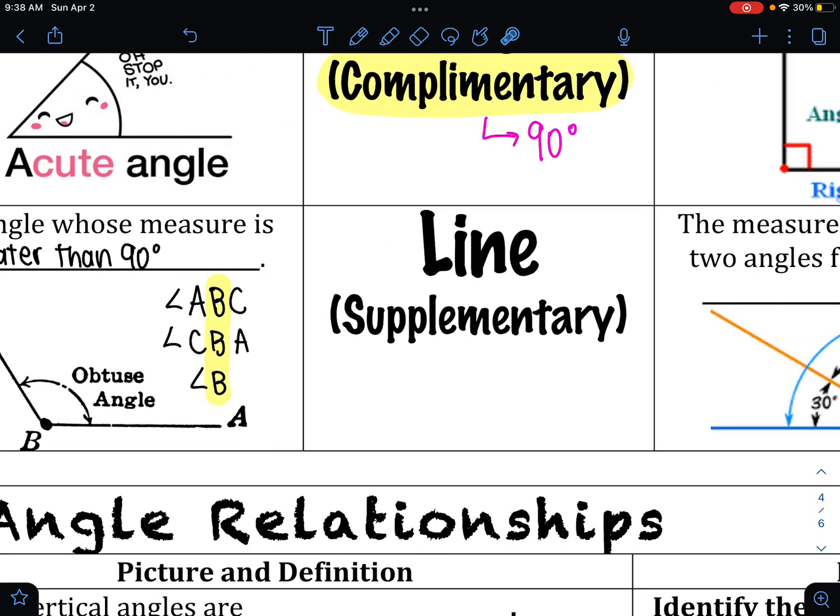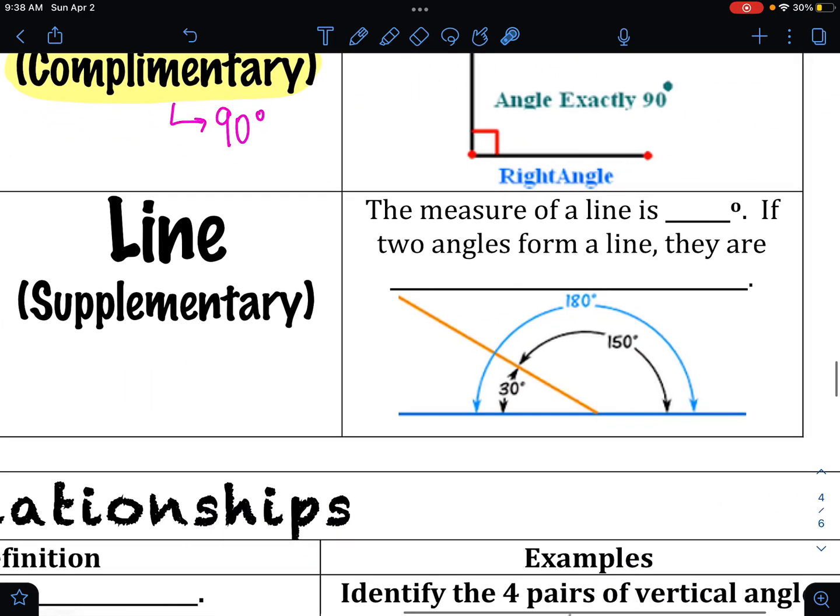Okay, last but not least, we've got a line. So the measure of a straight line, that's going to be 180 degrees. And then if two angles form, they spelled it right this time, two angles form a line, they are what we call supplementary.